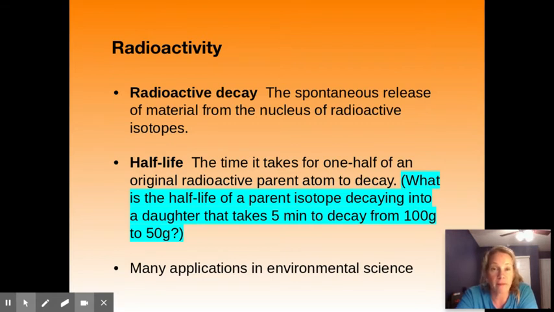It should be 5 minutes, right? It went from 100 grams to 50 grams in 5 minutes, so 5 minutes would be the half-life. Some things have seconds for a half-life. Some things have billions of years for a half-life. It really just depends on the substance that we're looking at.